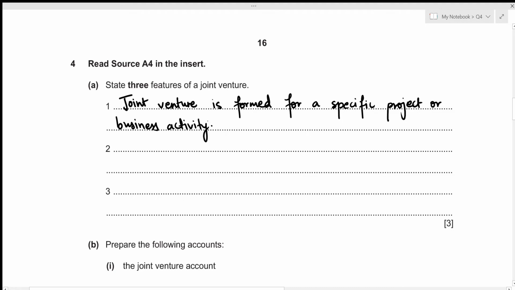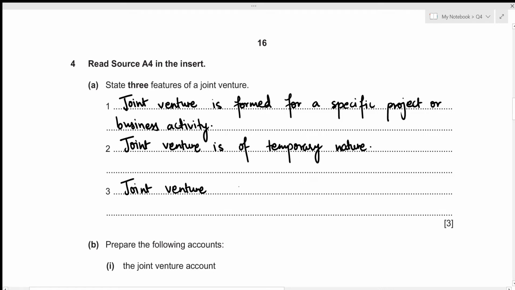And secondly, joint venture is of temporary nature because once the specific project or the specific business activity is done, we end the joint venture. So we can categorize it as a business of temporary nature. Let's write it down. Joint venture is of temporary nature. And lastly, joint venture should consist of 2 or more parties. Let's write it down. Joint venture consists of 2 or more parties or persons.